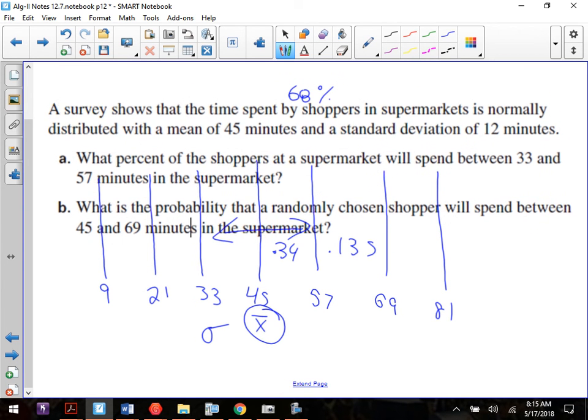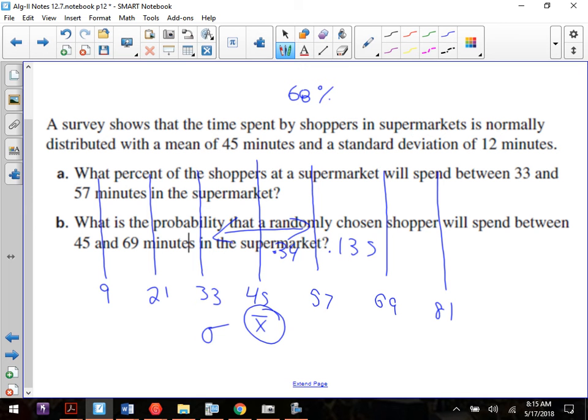I don't know. It said there was standard deviation as well. So it's going to be given to you.